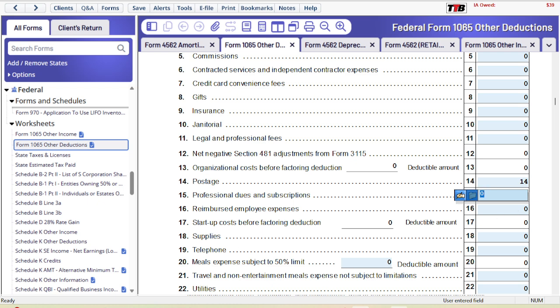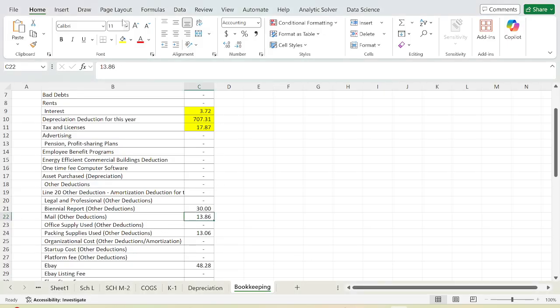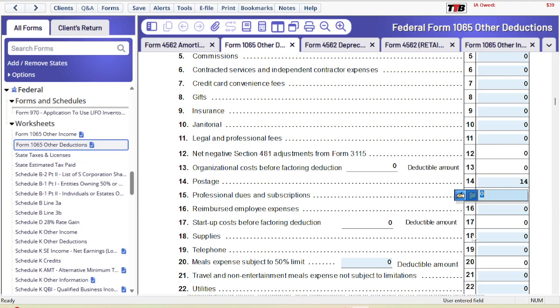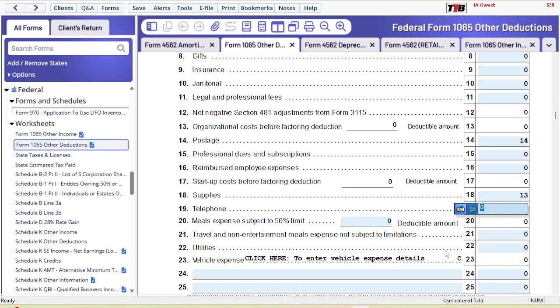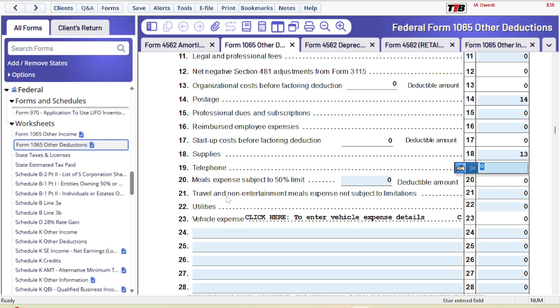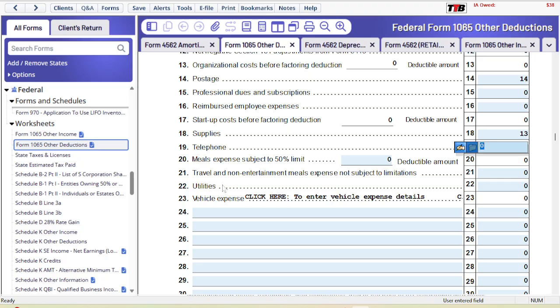And we have supplies. So we are going to go back and see if we have some supply expenses here. We have packing supplies for 13.06. We have telephone here. If you have telephone for the business, it will go there. Meal expense, so 50% will go there for business meal things, and travel and non-entertainment meal expense. So pretty much you might read about it and put those things there. You have utility. If you rent a place and you have utility bills, it'll go there.